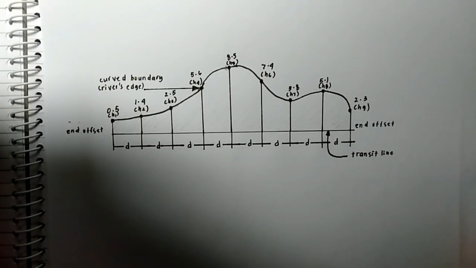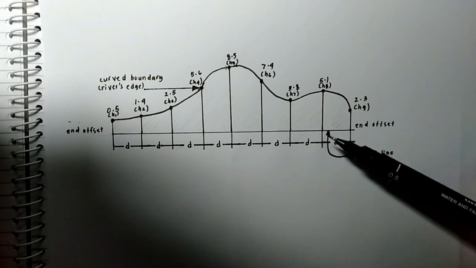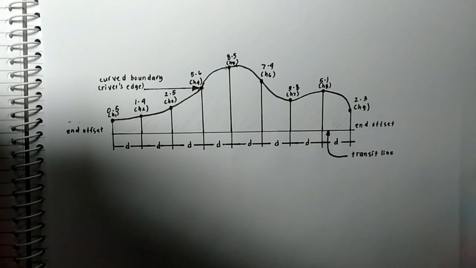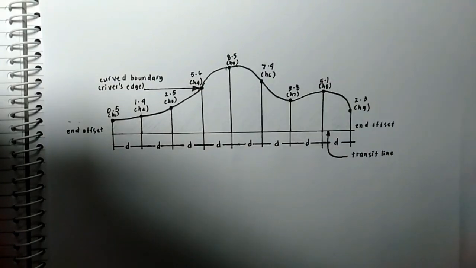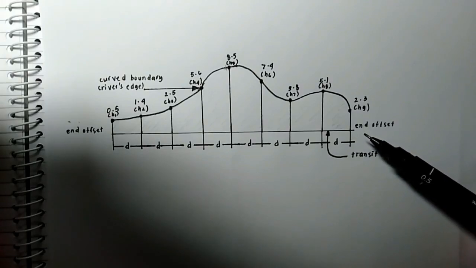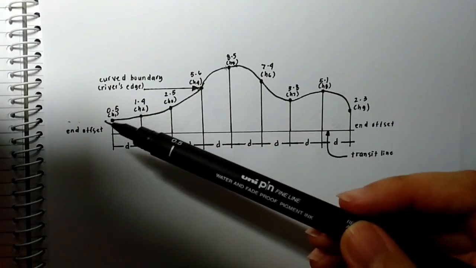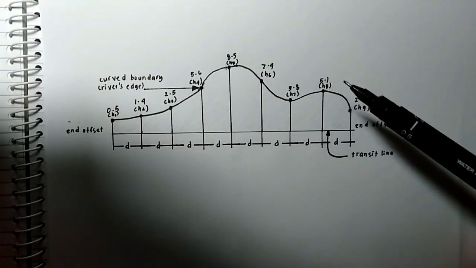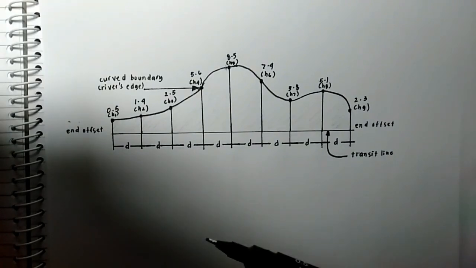So, as said here, compute the area included between the transit line. This is our transit line. The river's edge. Here, the curved boundary. And from the line offset. So, from here to here. So, we will compute all of these to find the area using the formula that we have written earlier.